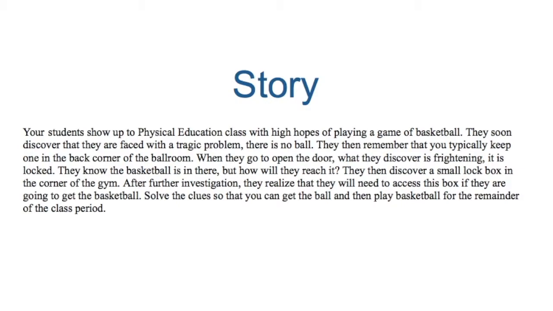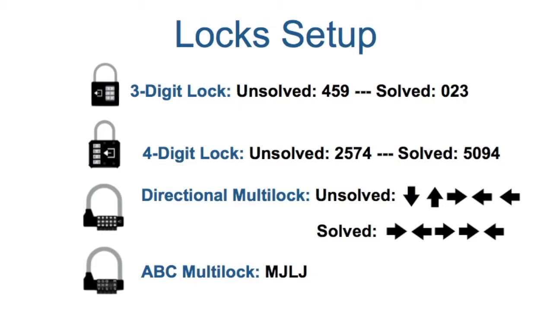In order to set the locks up, I suggest that you set the 3-digit lock at 459 for its unsolved state, and then the solved state will eventually be 023 as they are prompted by Michael Jordan and LeBron James questions which have to do with their number. For the 4-digit lock combination, I suggest that the unsolved state be 2574, and then when it's solved, it will be 5094. This has to do with the dimensions of a standard NBA court, which width is 50 feet and its length is 94 feet.